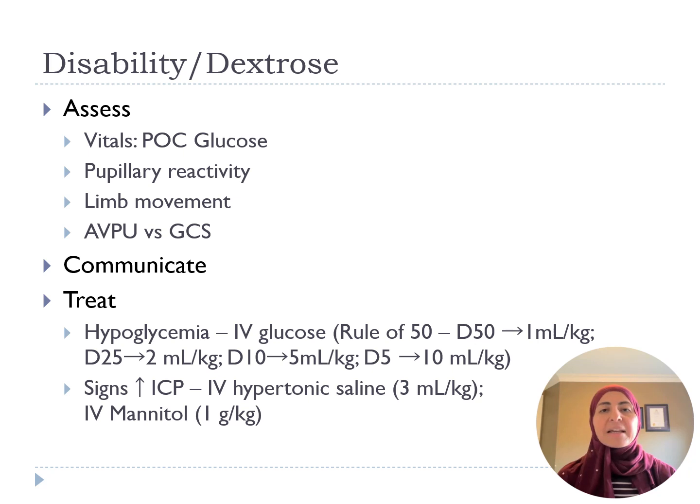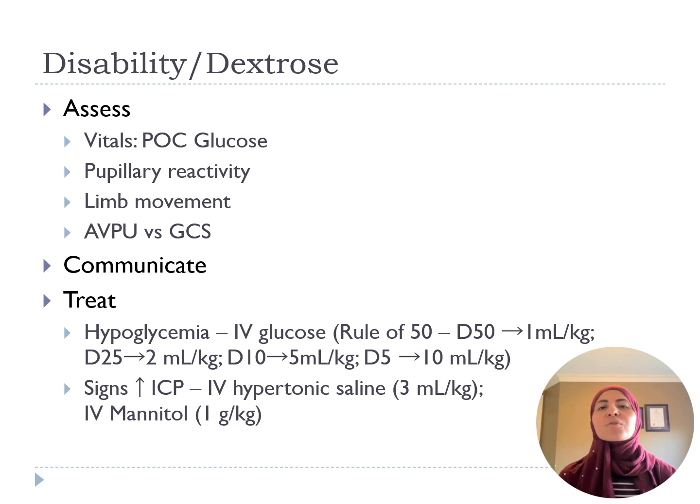For disability dextrose, we assess the relevant vitals, and in this case, our point of care glucose is an important vital sign. That's the dextrose portion of the DD. We assess pupillary size and reactivity. We assess limb movement in all four limbs. We use either the AVPU or GCS scales to assess the extent of the patient's impaired consciousness. We communicate our findings with our team, and in the presence of hypoglycemia, we treat with IV glucose.